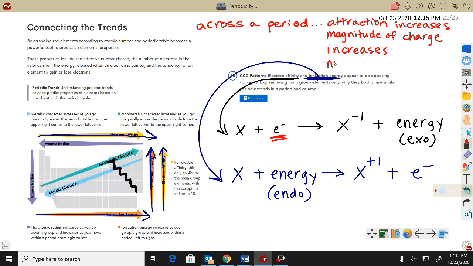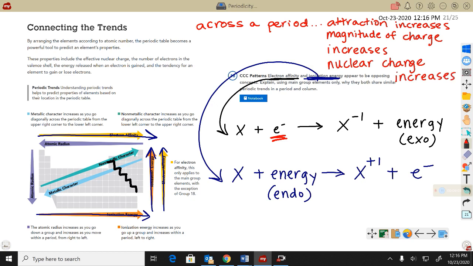The nucleus, I'm going to write this. The nuclear charge increases. I could have kept that. Nuclear charge increases.